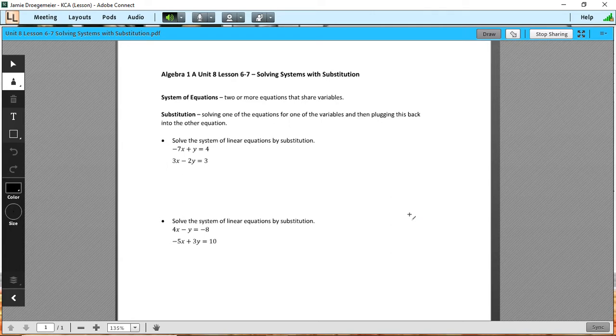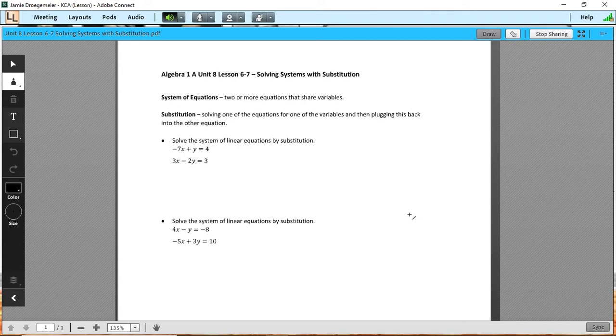Today we are in Unit 8, looking at lessons 6 and 7, solving systems with substitution. We've started to talk about these systems in this unit, and we have a few vocabulary terms here. A system of equations is two or more equations that share variables. In our case, we're looking at two equations that have the same variables and looking for a solution that makes both of them true.